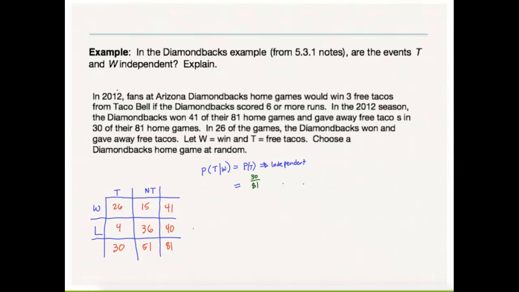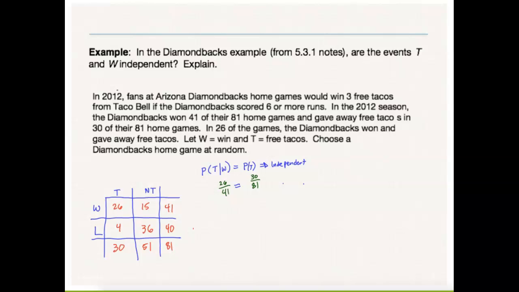All right, what's the probability of getting tacos given that we won? So this is now narrowing our population of interest down. Oh, no, I'm sorry, I circled the wrong one. Just down to the given that we won. So we're just looking at we won. So our total is going to be out of 41. How many of those did we get tacos for? 26. So 26 out of 41.